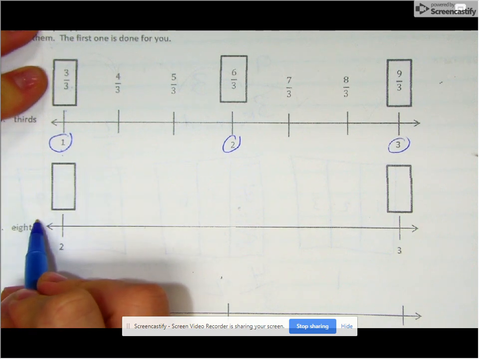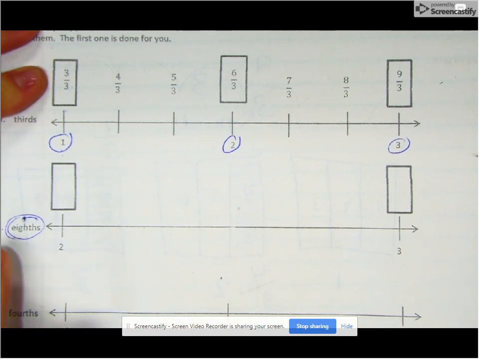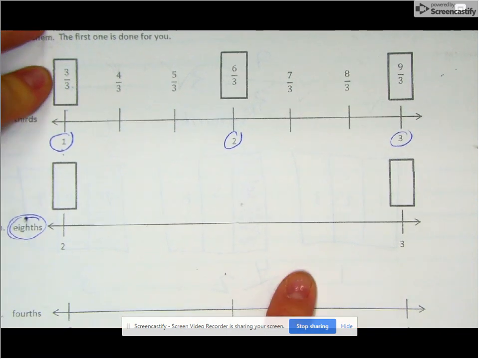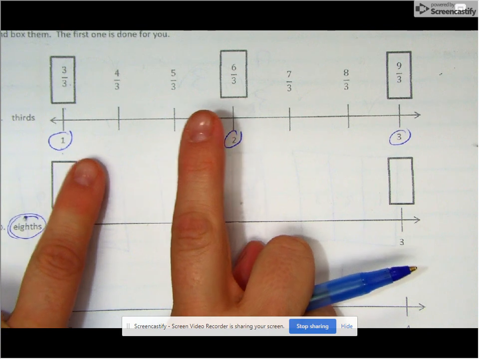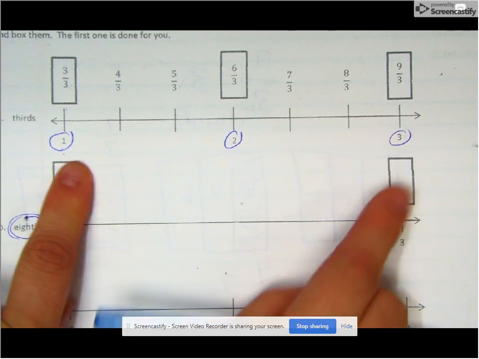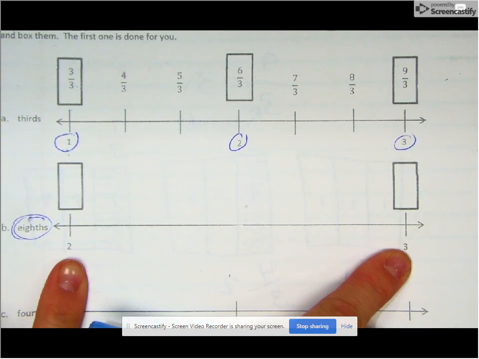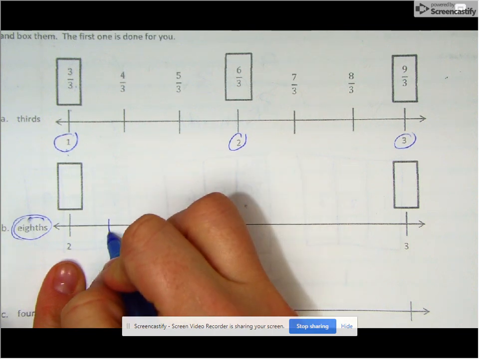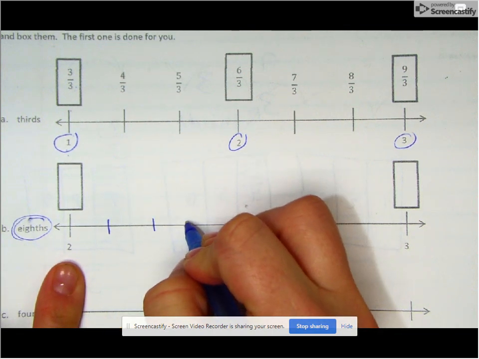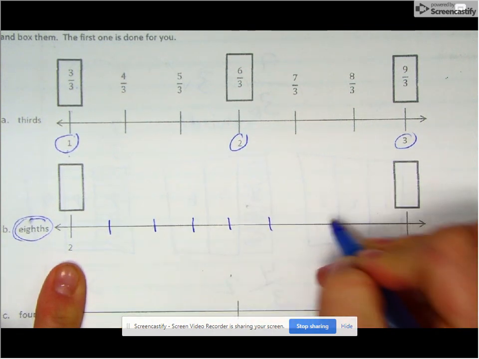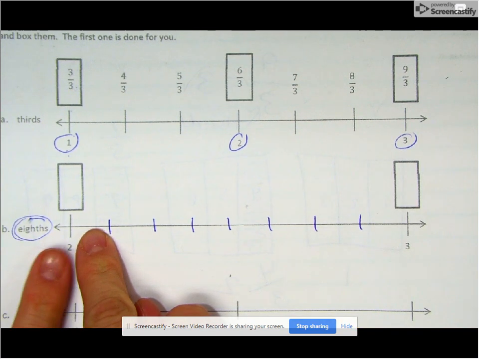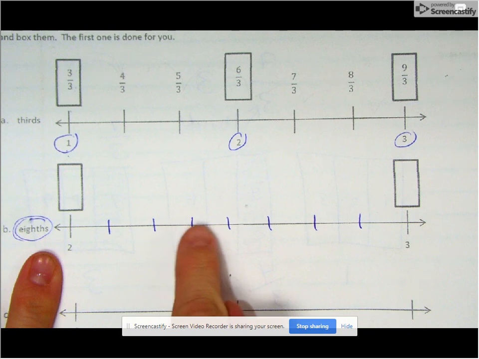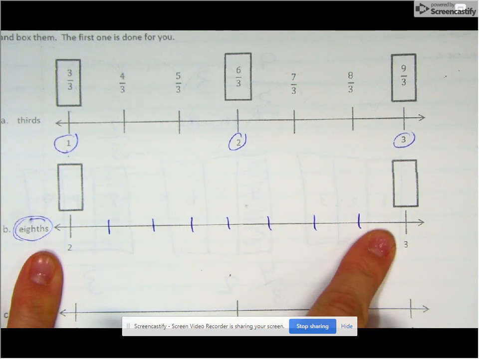So on this one, it says eighths. Okay, that means this whole needs to be split in eighths. Now we only have 1 whole on this line because we're just going from 2 to 3. Here we went 1 to 2 and then 2 to 3. We only have 1 whole to split up this time into 8. So we're splitting in eighths. We only need to draw 7 lines. And then I always make them count. Do you really have eighths? 1, 2, 3, 4, 5, 6, 7, 8.